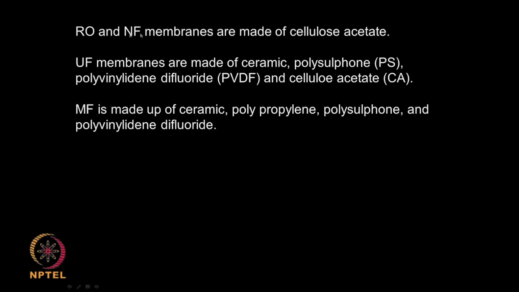So, reverse osmosis and nanofiltration membranes are made up of generally cellulose acetate, ultrafiltration membranes are made up of ceramics, polysulfone, polyvinylidene difluoride PVDF, and cellulose acetate. So, we can see hydrophobic, hydrophilic. So, we can have a wide range of products that could be filtered using ultrafiltration membranes.